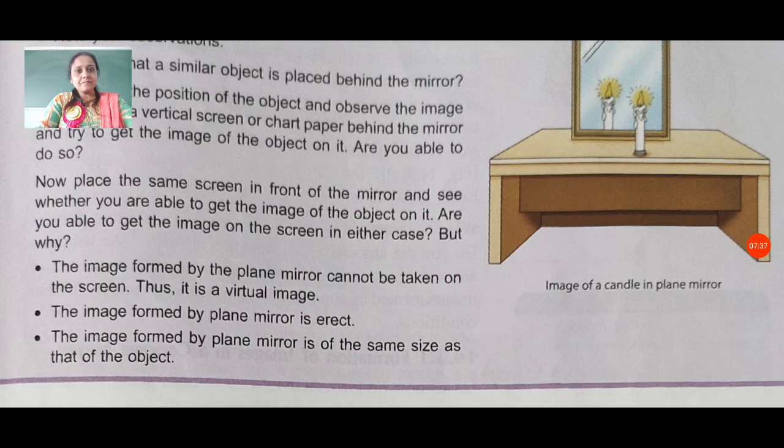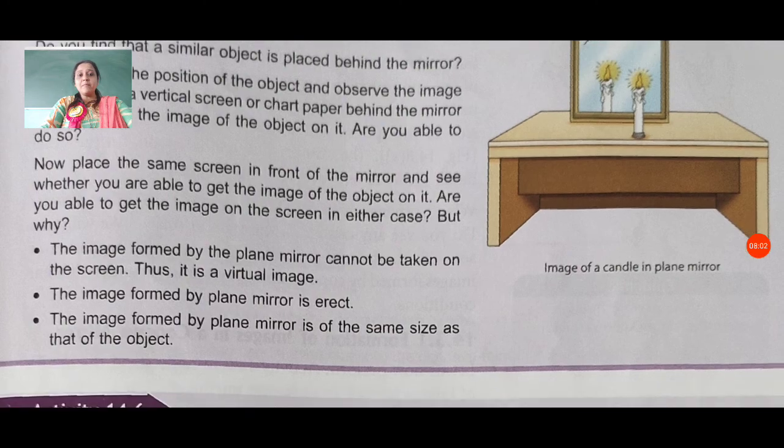Are you able to get the image on the screen in either case? But why? The image formed by the plane mirror cannot be taken on the screen. Thus, it is a virtual image. The image formed by a plane mirror is erect. The image formed by a plane mirror is of the same size as that of the object. Using this activity, you can observe this with a plane mirror.